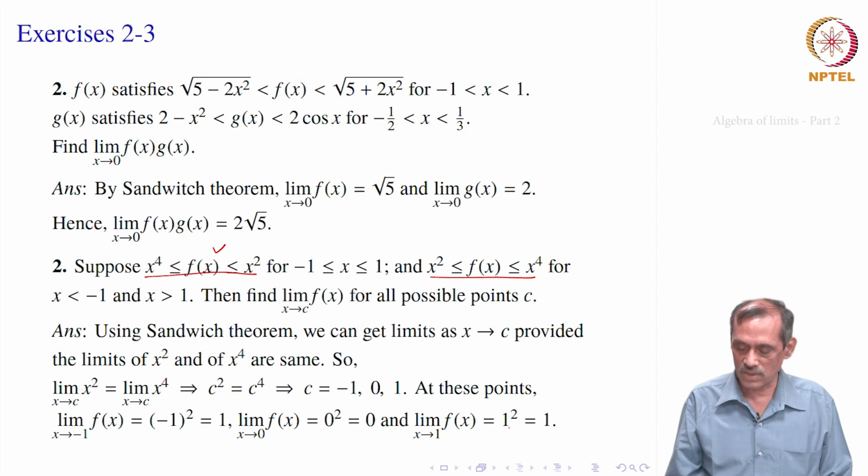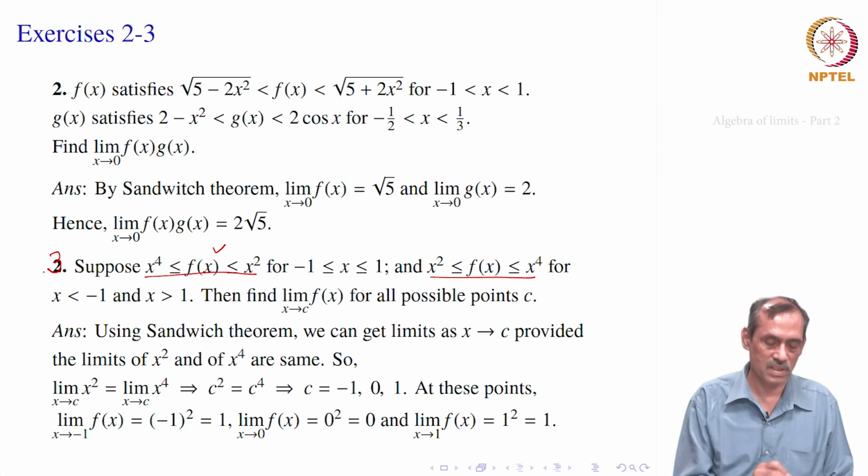And when c equals 1, the limit of f of x as x goes to 1: this is applicable when x is greater than 1, and this is also applicable when x is smaller than 1, but in both cases both side functions go to 1. So, the limit must be equal to 1. So, this is how we are proceeding for the third problem.